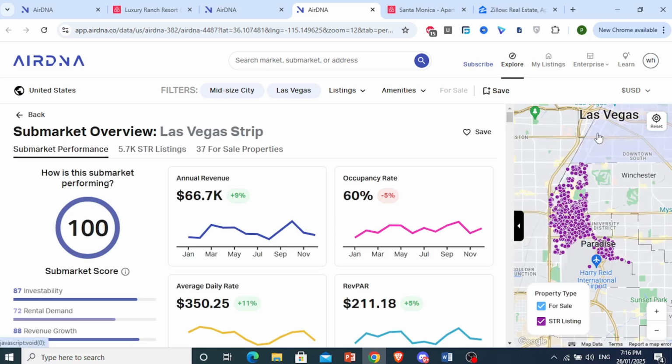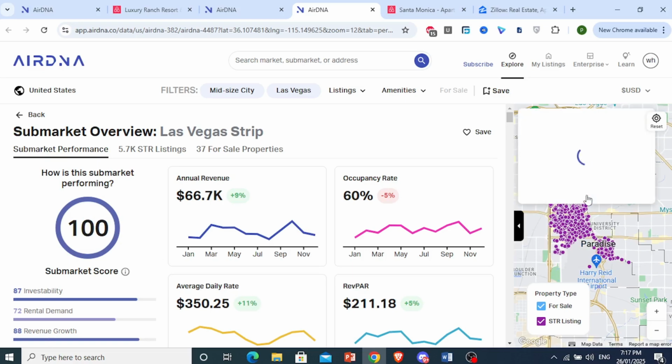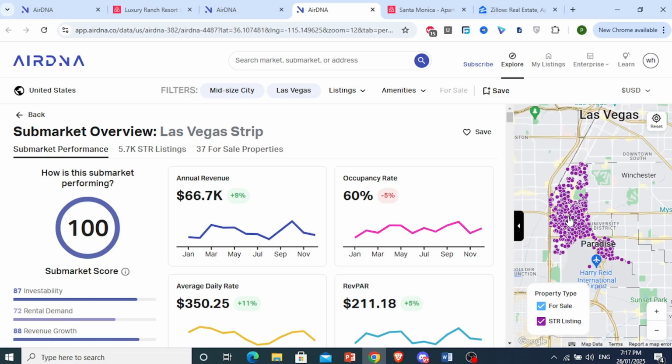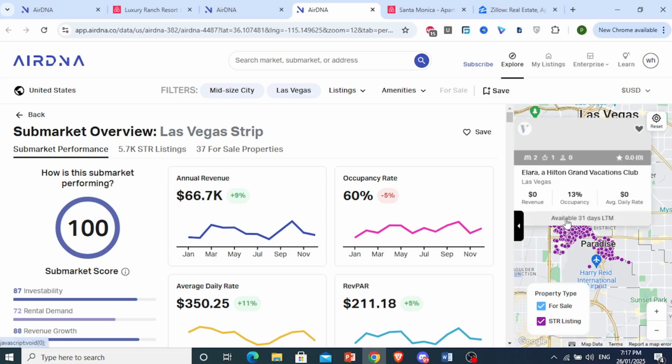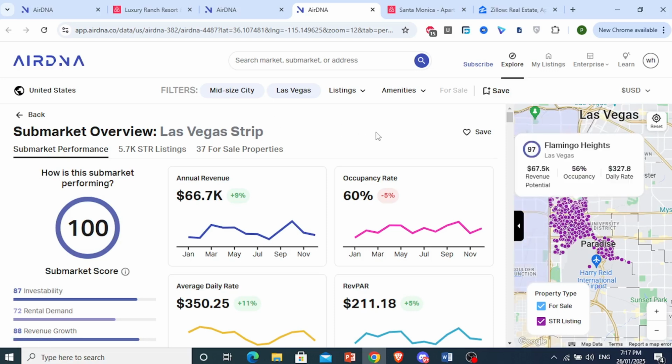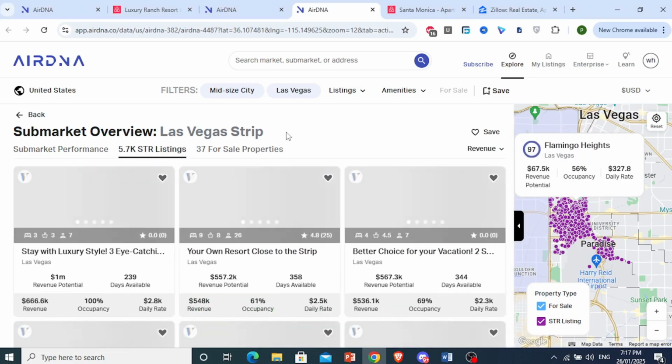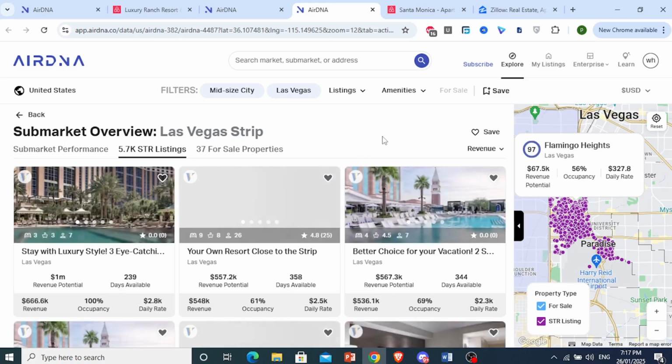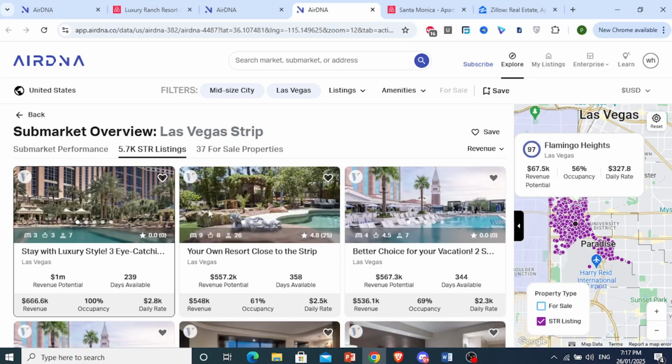And this one is also new, right? Let me come here. Maybe let's see something else. All right, most of these properties honestly are new. So what you can do is come here and do this. Go click on the STR listings. Okay. Now we can come here and see what the different properties are.